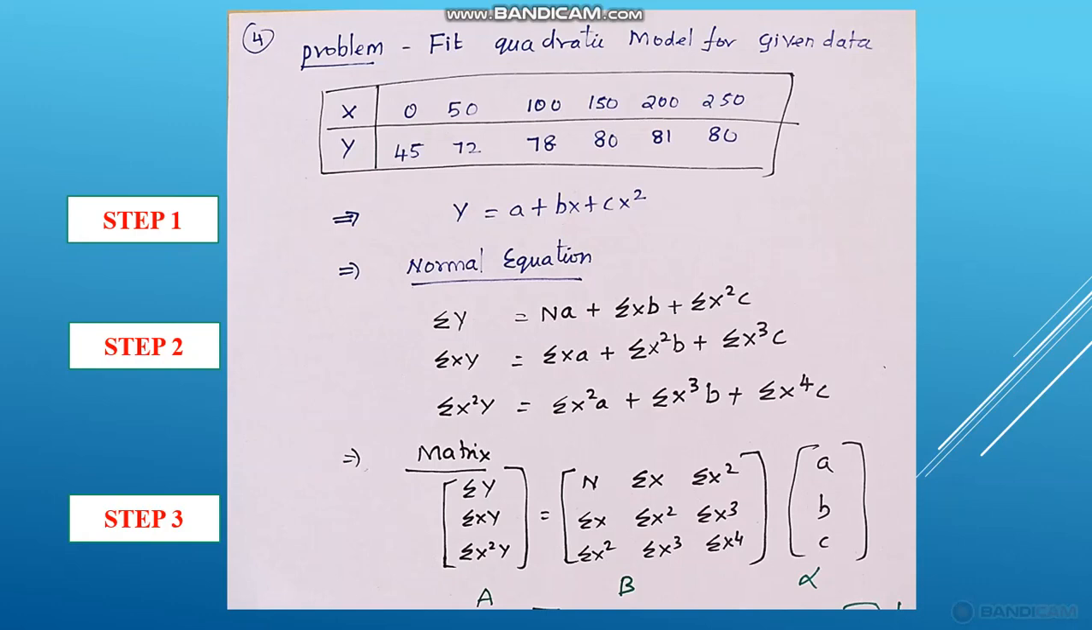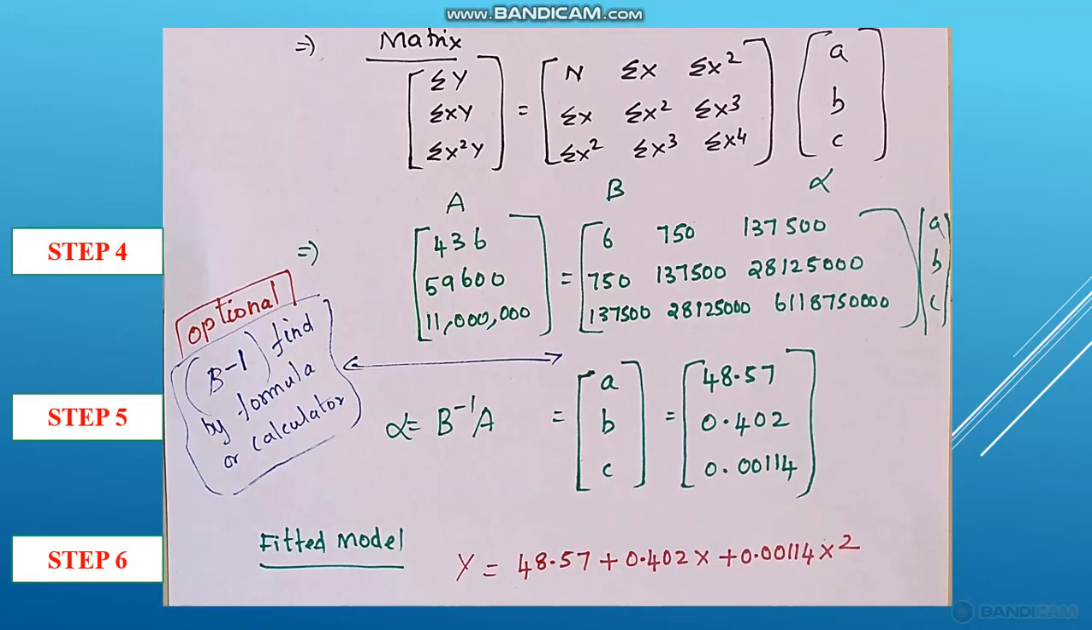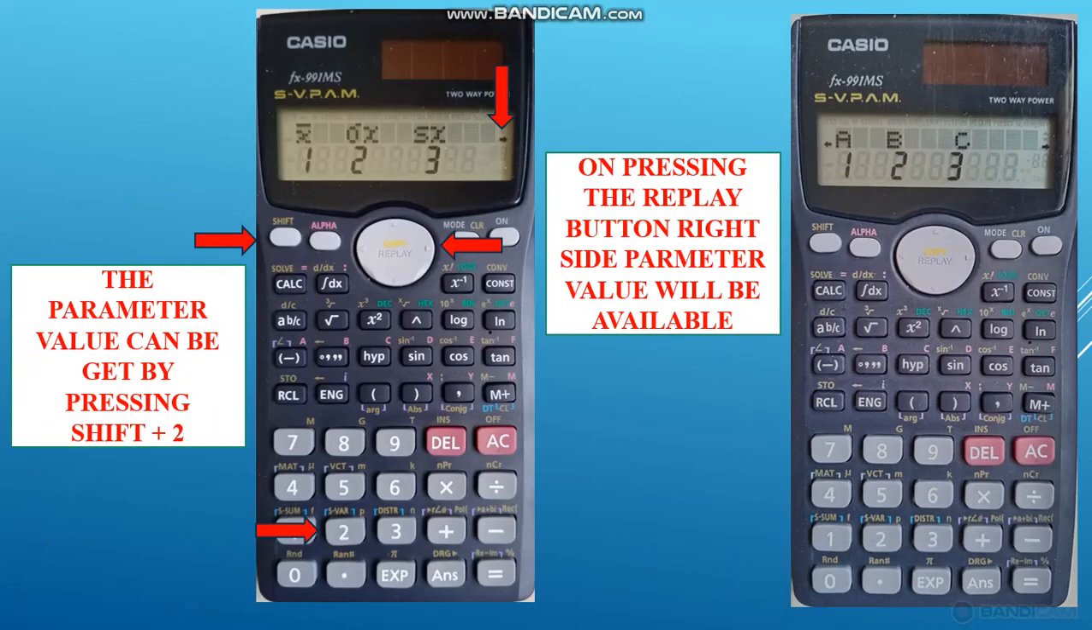Based on the normal equation you want to write the matrix, that is the A matrix, the B matrix, and the alpha matrix. The fourth step is you want to write all the values of the matrix. These values can be obtained by the calculator. In the matrix we are having summation of y, summation of xy, summation of x squared, summation of x, summation of x squared, summation of x cube, and summation of x⁴.